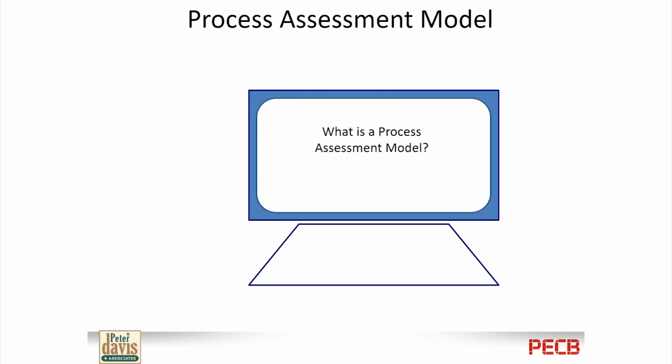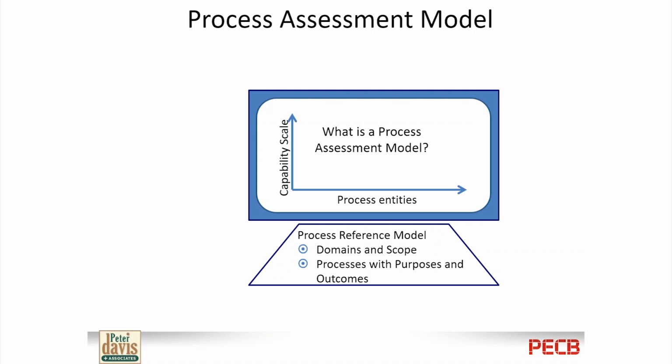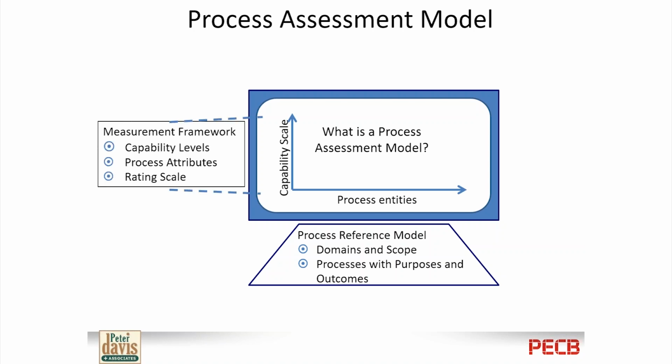Now, our process assessment model, so we finished with our process, and we're moving on to a process assessment model. It has two dimensions. One dimension is the process entities, or the process dimension, and the other is the capability scale, or the capability dimension. So we'll see on the next slide these terms. We'll see our measurement framework and our process reference model.